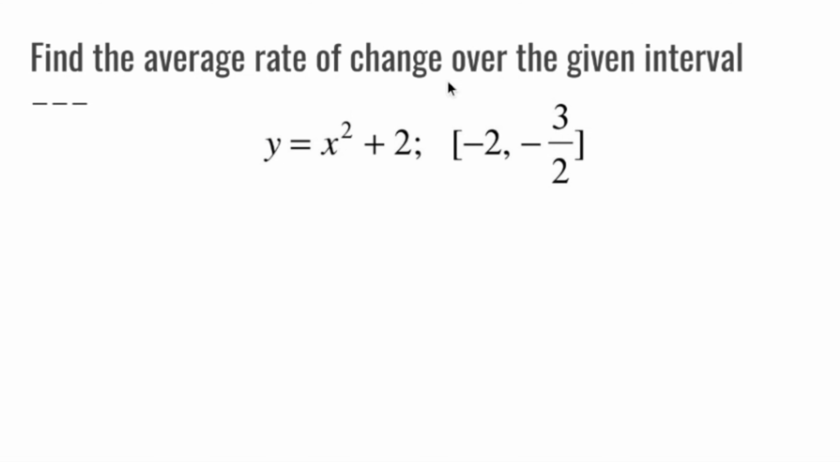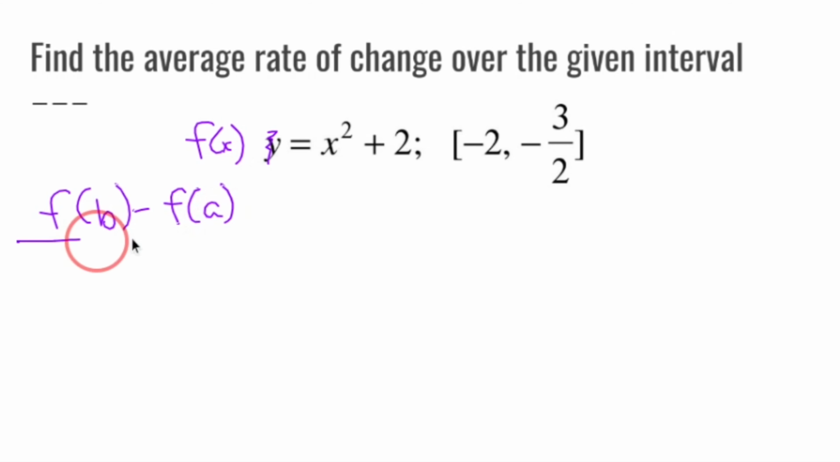Find the average rate of change over the given interval. So we have an equation, y equals x squared plus 2. We have an interval. I'm going to change that y into f of x just because it's the same thing, but I'm going to change it because I'm going to write out this formula right here. The average rate of change is the same thing as f of b minus f of a over b minus a, if b and a are the endpoints of your interval.